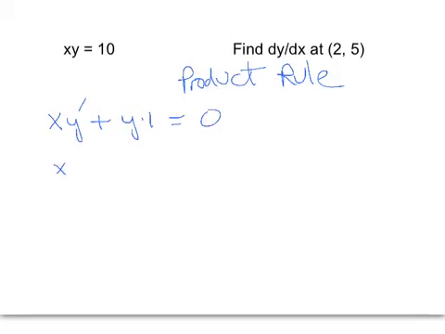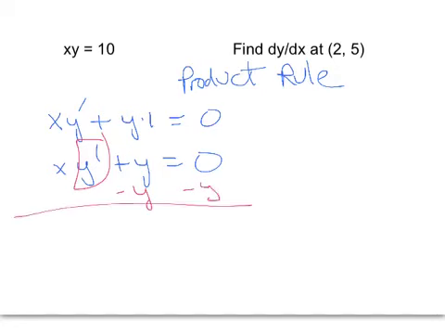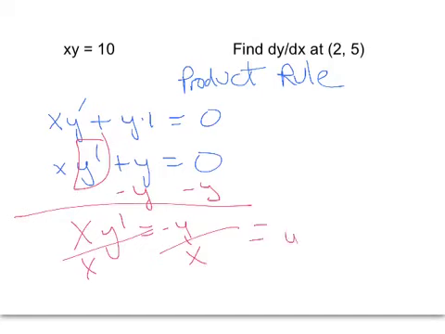So let me just rewrite this. Well, this is pretty easy. Now all we have to do is solve for y prime. There's only one floating around in this problem, so I'm going to subtract y on both sides. I get x y prime equals negative y. Divide by x. You get your answer. Y prime, dy/dx, is the opposite of y over x.